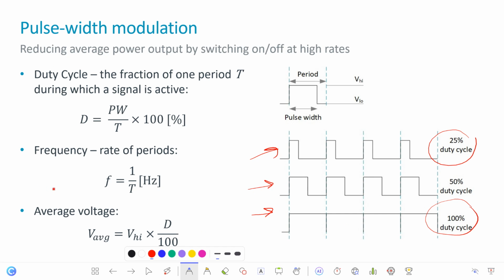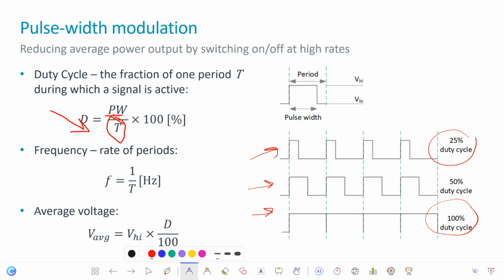Those are some rules that you need to revise, by which the duty cycle equals PW over T times 100%, where PW means the pulse width. The frequency, all the time, is 1 over T, which is the period, and the average voltage is equal to V times D over 100. So D, again, is the fraction between the pulse width over the period.